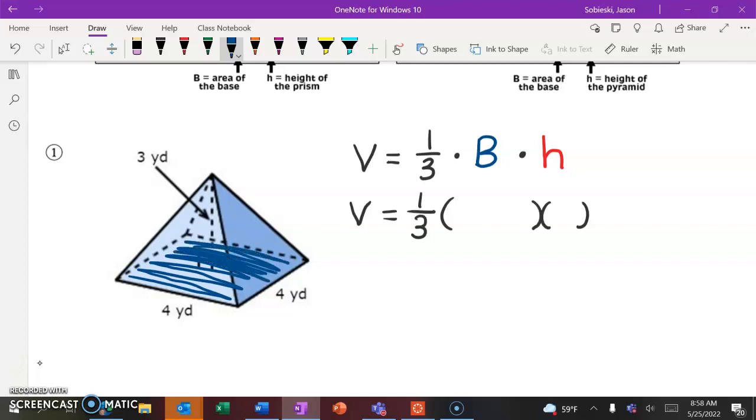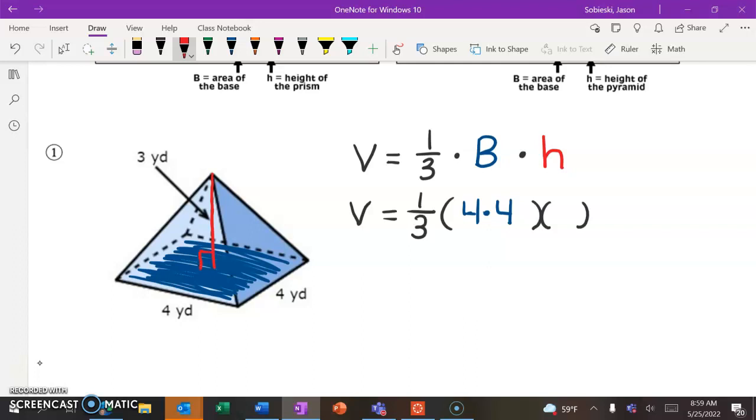And again, I know that it's a square, not a rectangle, because both side lengths are 4, meaning the sides are the same, so it has to be a square. So the way that you find the area is by taking 4 times 4. Again, length times width.